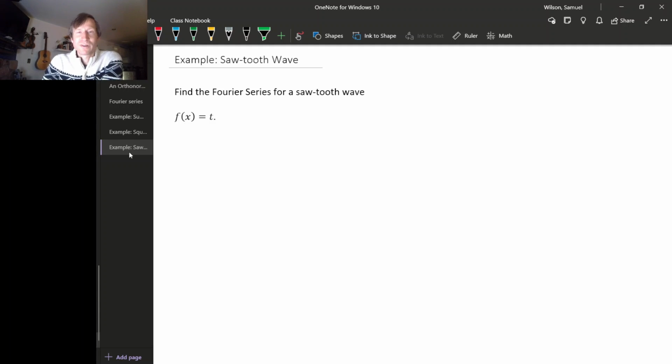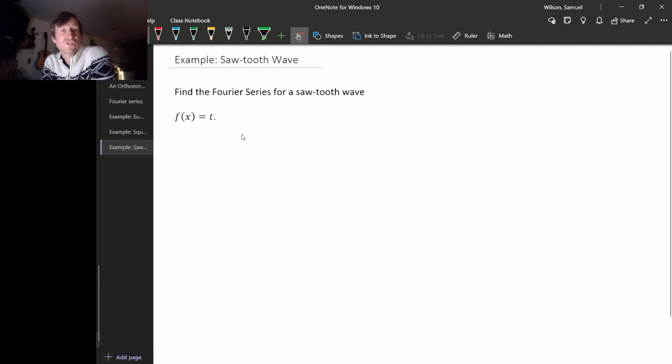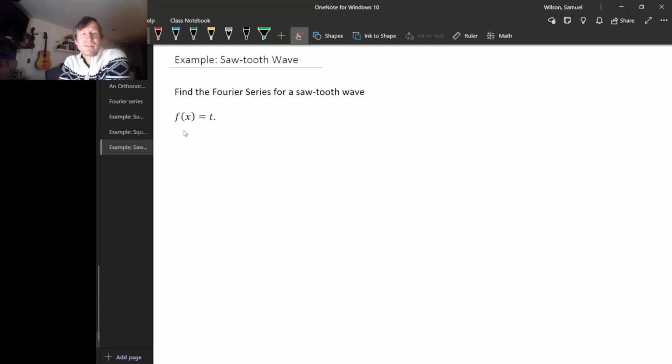Let's look at another example of finding a Fourier series. Let's find a Fourier series for the sawtooth wave. And this is the sawtooth wave that I'm going to use. You might be confused at me calling this a sawtooth wave because isn't this just a straight line? Remember, we're taking for our domain from 0 to 2 pi.